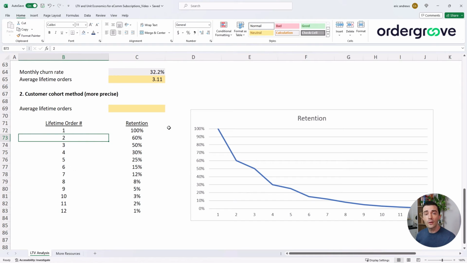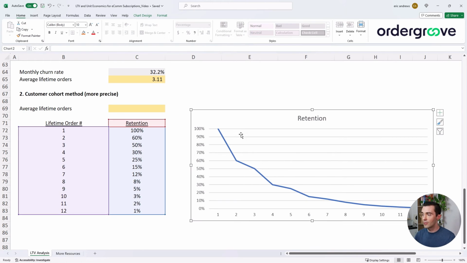Now the second order, how many of the customers make it to order 2? We're saying that only 60% of the customers make it to order 2. What about order 3? We're seeing that 50% of customers end up placing 3 orders. Order 4, 30% of customers end up placing 4 orders, then 25%, and you can see we drag this all the way out to order 12, where we only have 1% of our customers actually placing 12 orders.